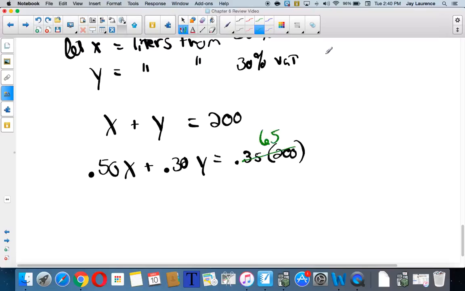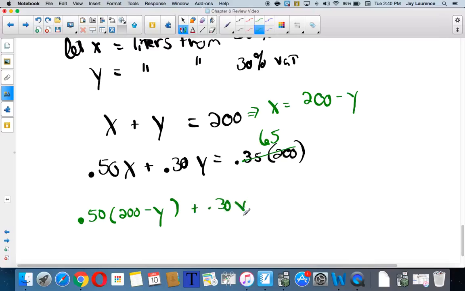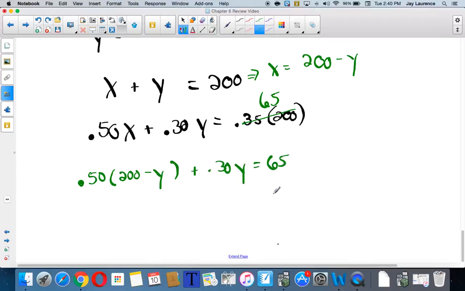Right? Now, I think I'm going to do substitution. So I'm going to solve, I think, for x. X is going to equal 200 minus y. So I'm going to come down here and go 50 hundredths times 200 minus y plus 30 hundredths y. That's going to equal 65. Okay. That's going to be 100 minus 5/10 y plus 3/10 y equals 65.